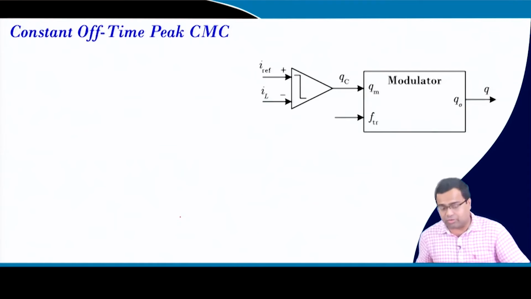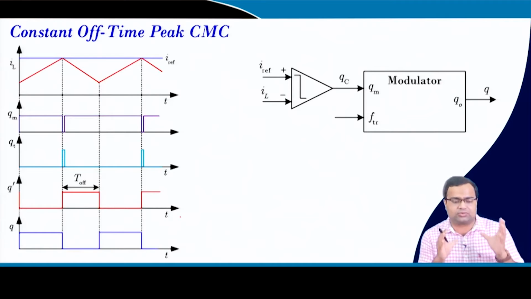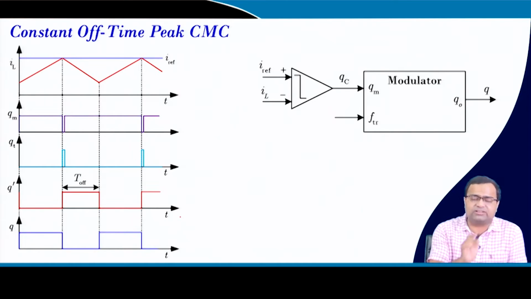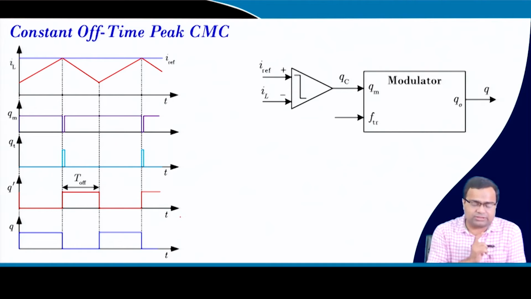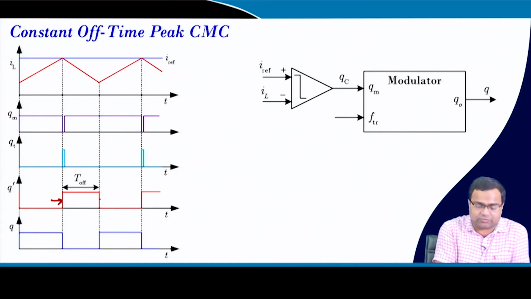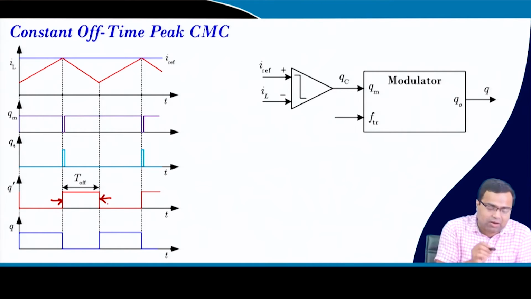Now we are talking about constant off time peak current mode control. This is analogous to our conventional peak current mode control, but in the conventional one our time period is constant, whereas here the off time is constant. How does it work? Initially the switch turns on, and when it hits the peak current limit, the switch turns off, okay.